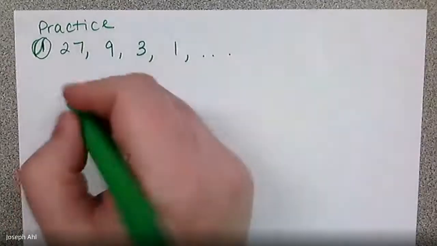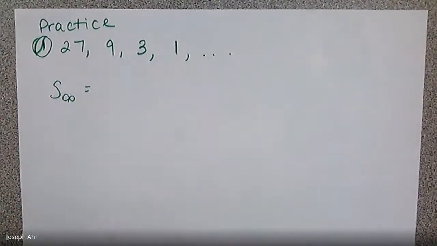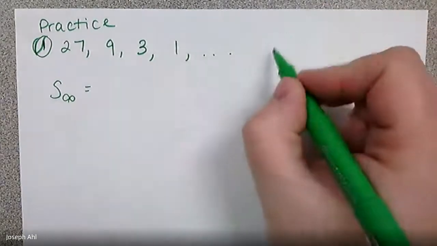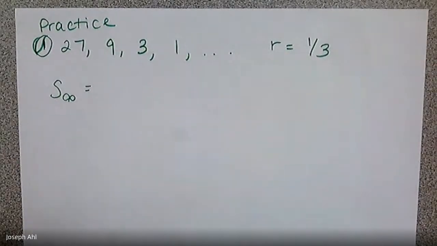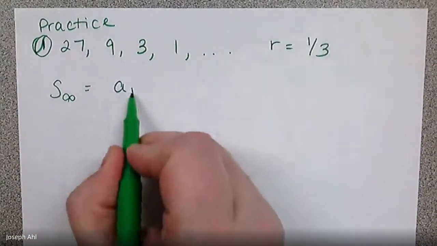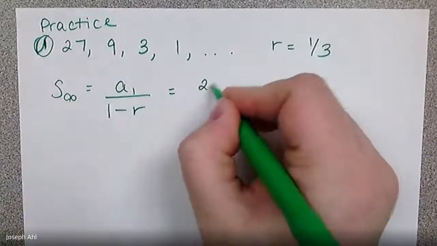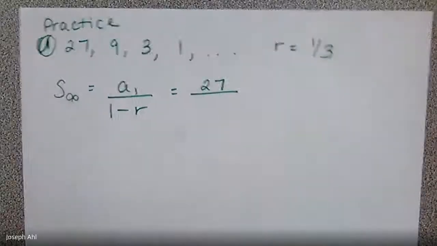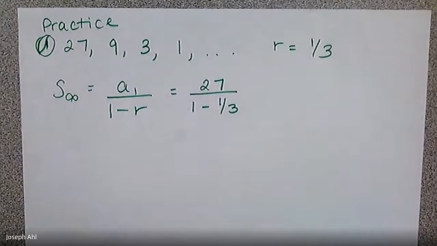Okay, can we find an infinite sum here, S sub infinity? Well, if I look at the common ratio, is that ratio that we're talking about something that's less than 1? And it turns out in this example that yes, we are multiplying by something less than 1. The ratio here is 1/3. So the nice thing about the infinite series formula is that it's pretty user-friendly. It's A1 over 1 minus R. So A1 in this example is 27. 1 minus the ratio, 1/3. That's what we're going to plug in here.